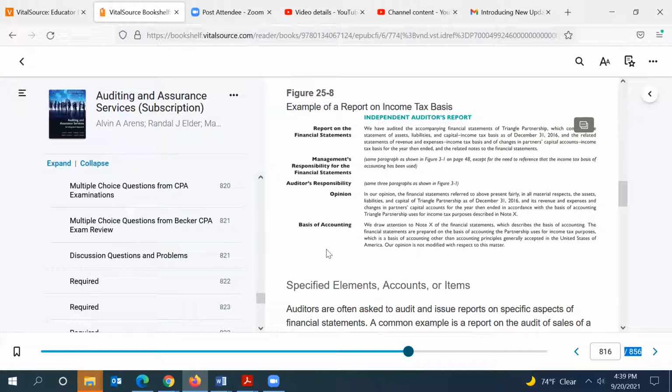Sometimes this is referred to as a Rule 203 report, because Rule 203 of the AICPA Code of Professional Conduct says it's okay as long as it's justified by the auditor. It's okay not to use GAAP. Again, if we're not justified, that's when we give a qualified or adverse opinion. That's correct.